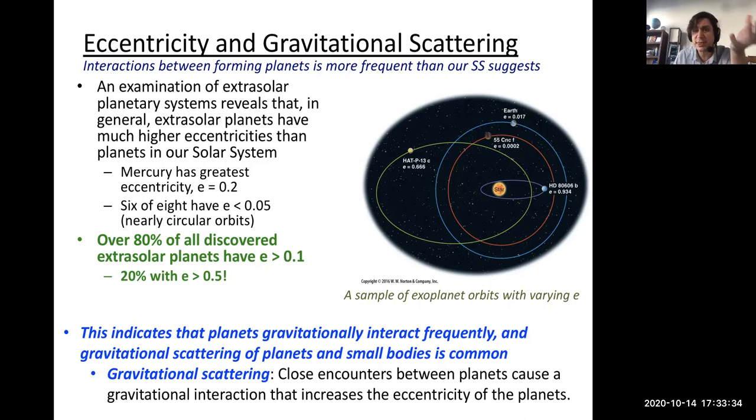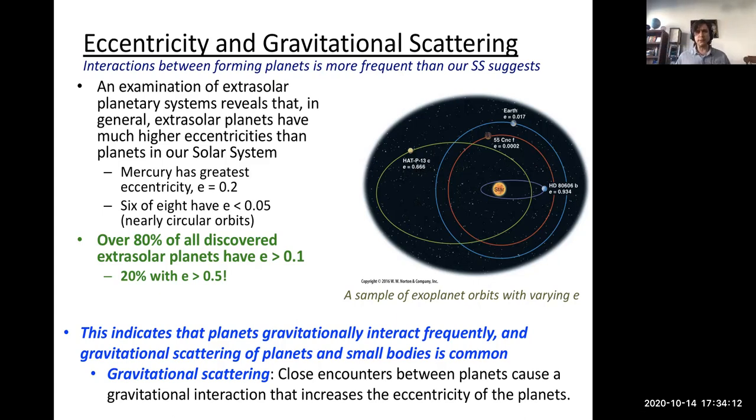So that is what we thought was the norm before we started to see all these extrasolar planetary systems, that every planetary system will have nearly circular orbits for their planets. However, 80% of all the discovered extrasolar planets have eccentricities greater than 0.1, and over 20% of them greater than 0.5. Very, very eccentric systems. Here is a planet. This one's called HAT-P-13c. Great name, right? It has an eccentricity of 0.666.